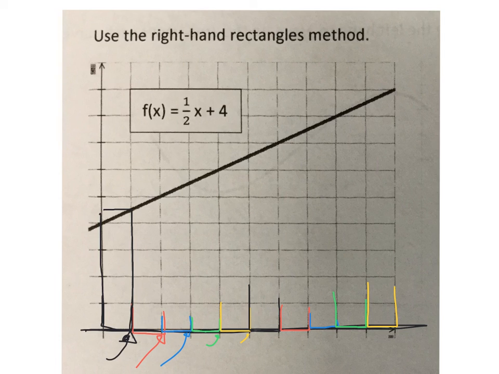Okay, same thing for the next one. You go up the right side of your rectangle until it hits the line, and then you come back over and finish out your rectangle. So the right-hand method just means which of the 2 sides you are using to find the height. So in each of these, we're using where the right side touches the line. Thus, the right-hand method.